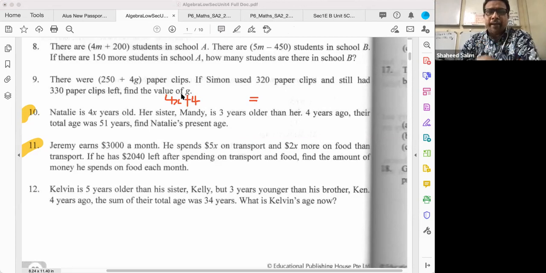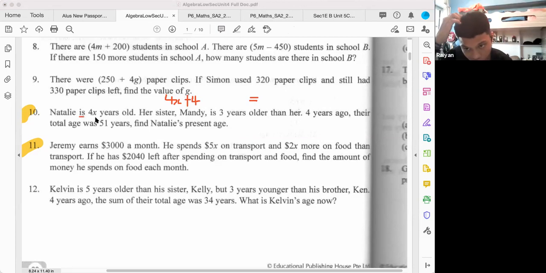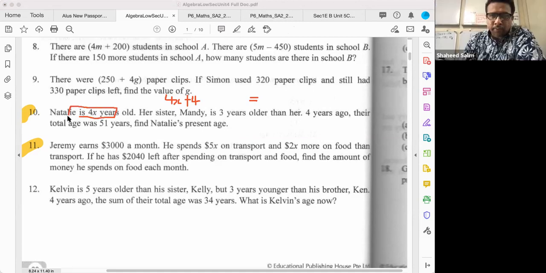Okay, let's see. Natalie is 4x years old. Okay, good. But 4 years ago means you must minus 4, no? If you want to find Natalie's age 4 years ago, you must minus 4. Now Mandy's age is 3 years older. So okay, we go step by step. Natalie's age is 4x.